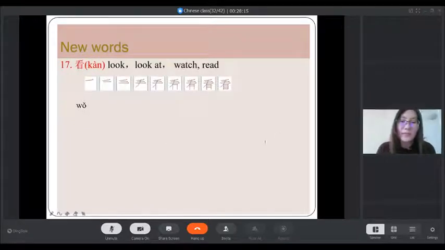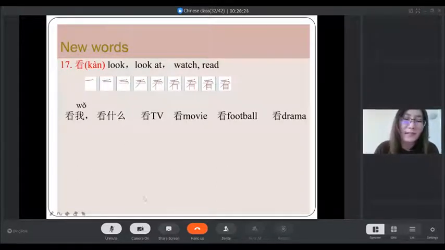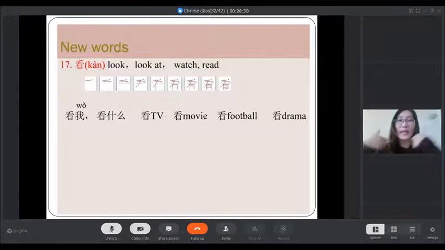Next one, number 17. There are lots of new words today. Number 17, 看. 看 means look. So, for example, if I say 看我 means look at me. 看我.